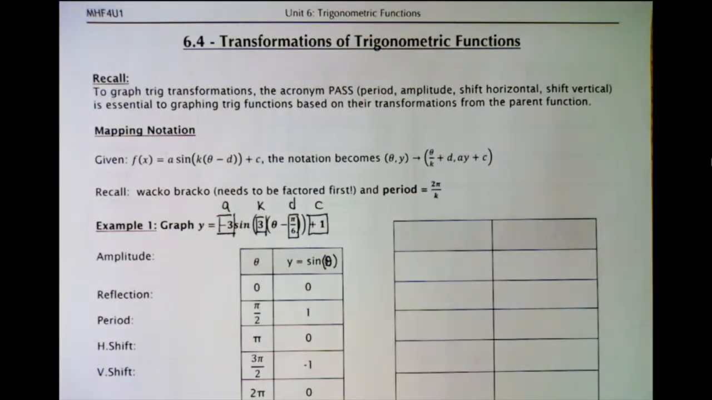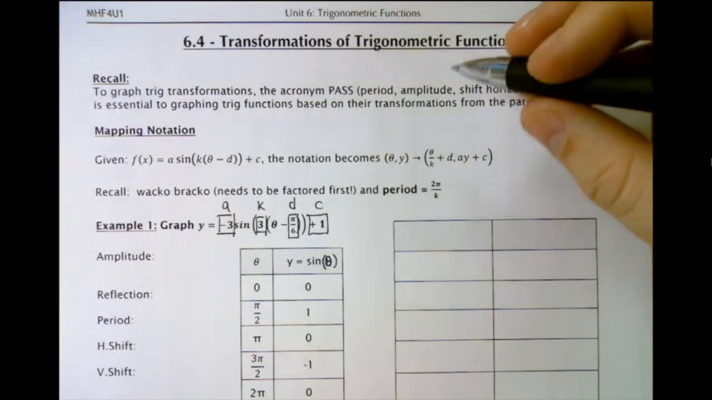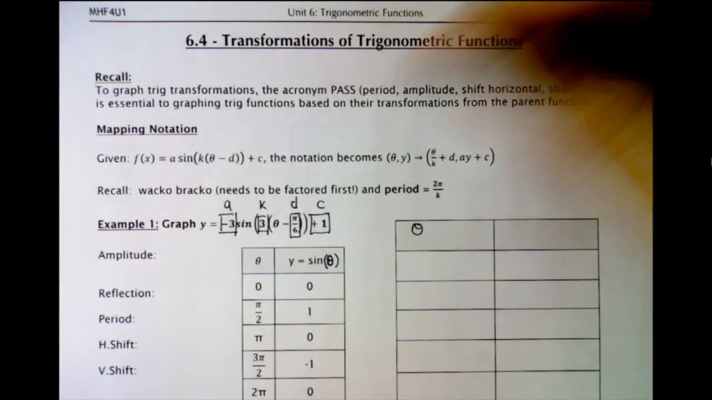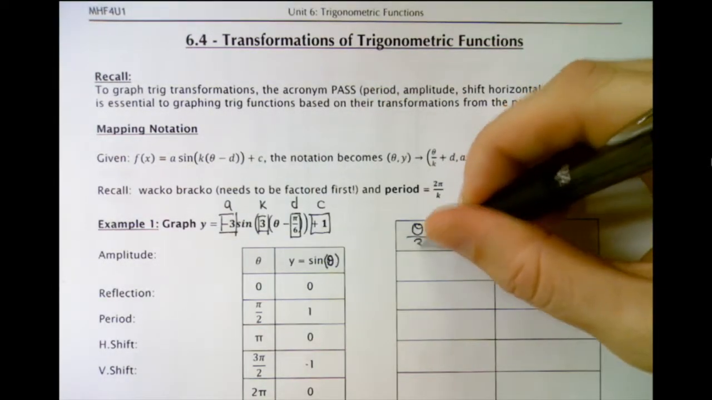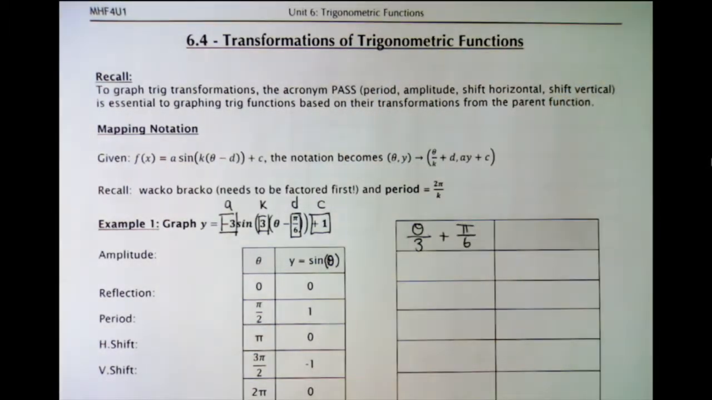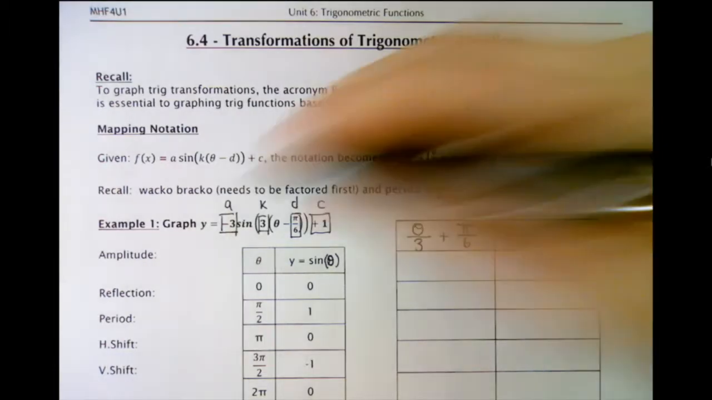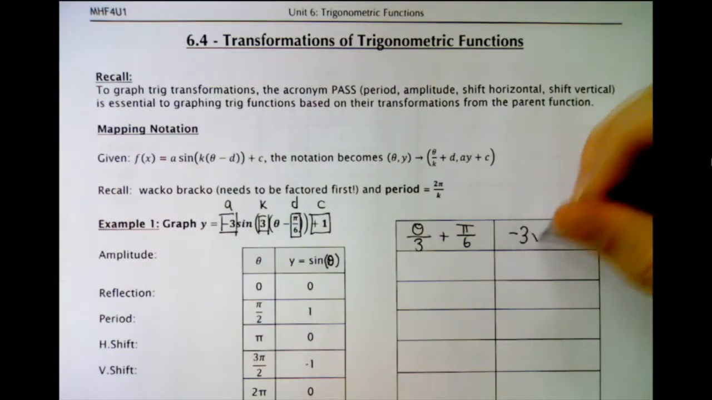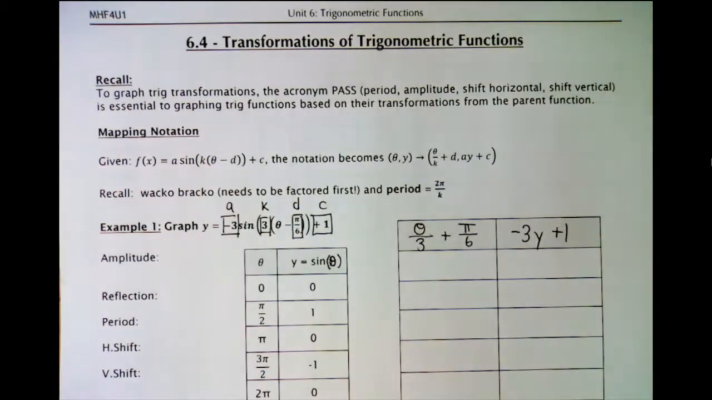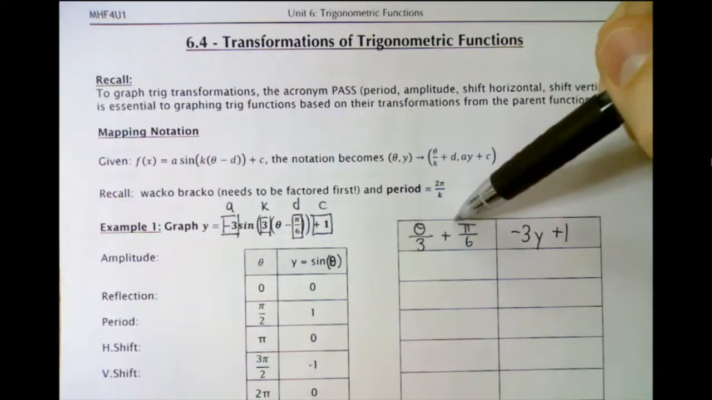And if we apply a, k, c, and d to our original x and y, we can come up with new points for our transformed function. So x is our theta in this case. So it's theta divided by k plus d. K is 3, so it's theta divided by 3, plus d, which is pi over 6. And y becomes a times y plus c. A is -3, so it's -3y, plus c, which is +1. And then we take our x values, plug them in, and transform them.